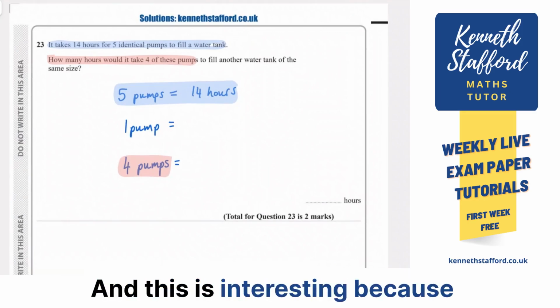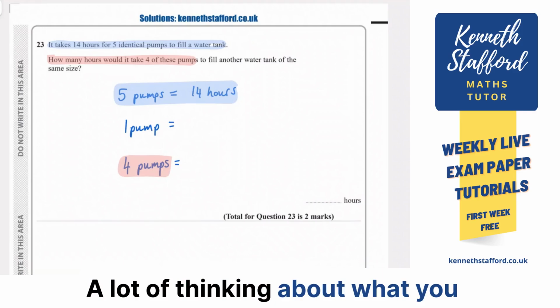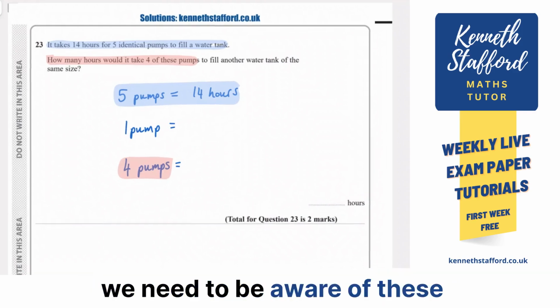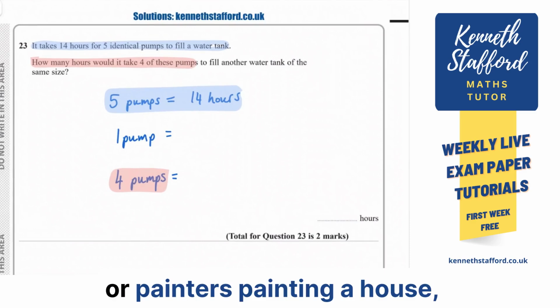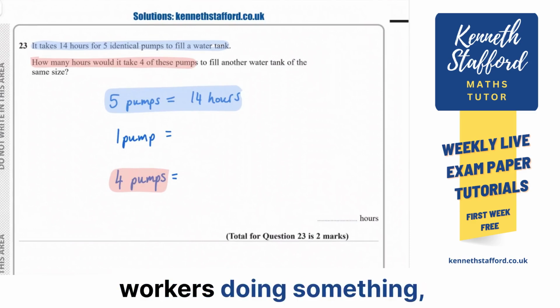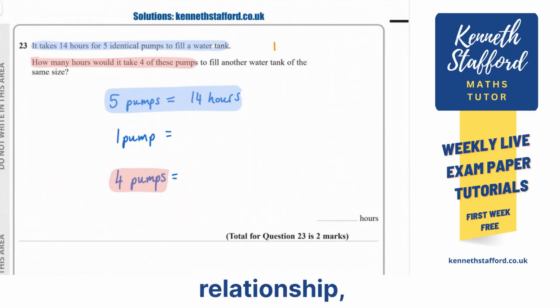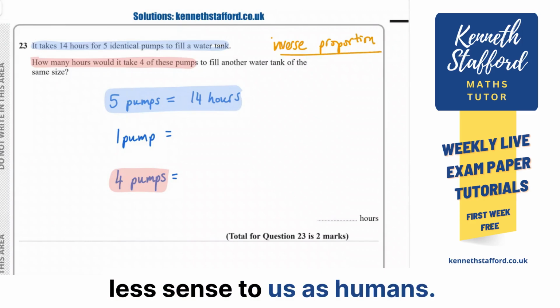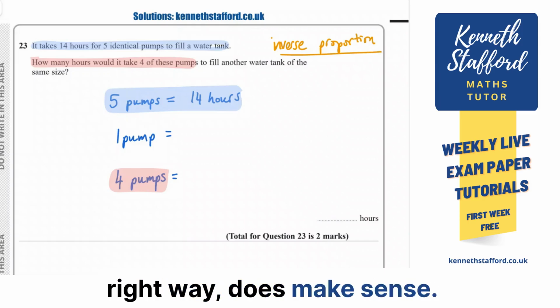Question 23. And this is interesting because we've done a lot of direct proportion in this paper, a lot of thinking about what you do when you know 5 of something, how do you find 1? Now we need to be aware of these questions. They come up a lot. This like filling up with a pump, or painters painting a house, workers doing something, machines doing something. This is an inverse proportion relationship, which is less common and makes less sense to us as humans. But if we think about it in the right way, it does make sense.